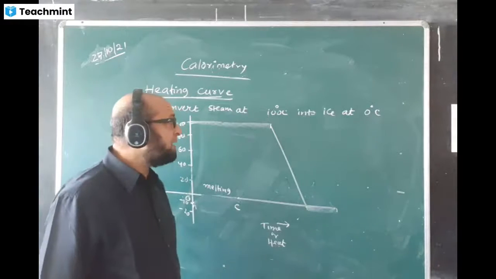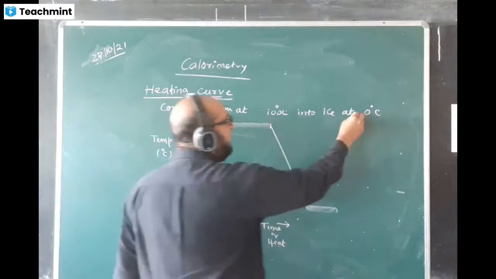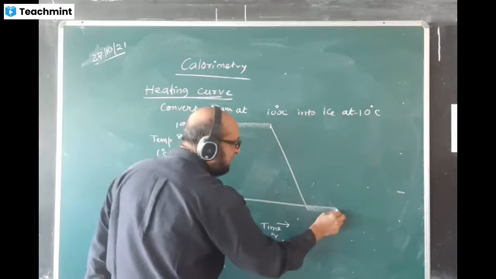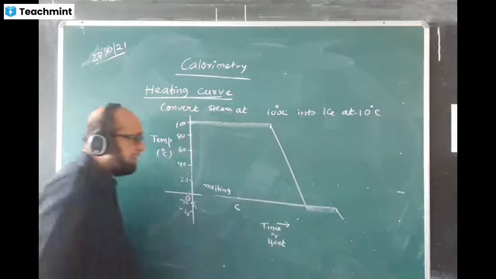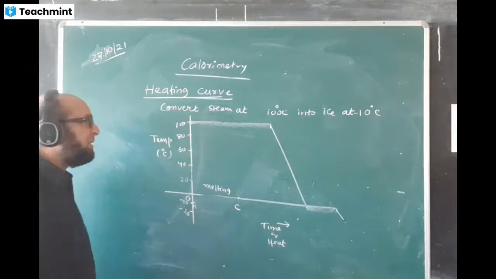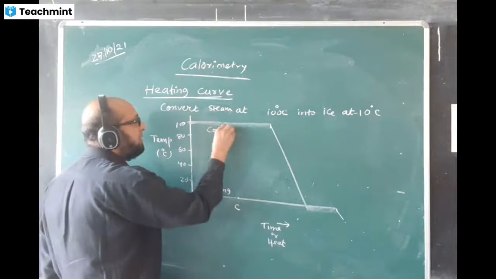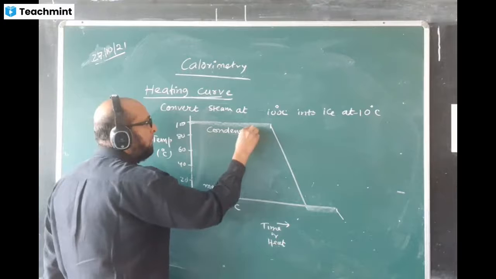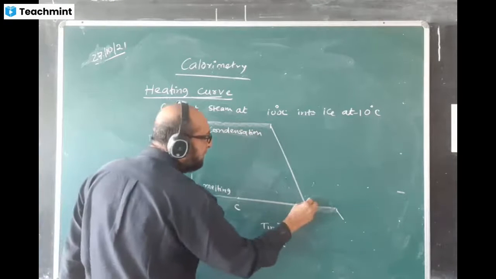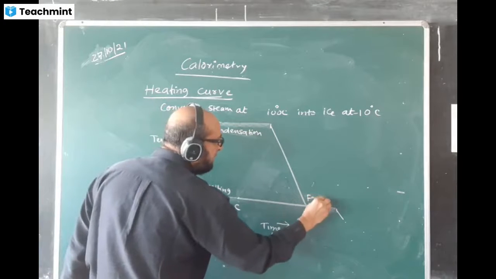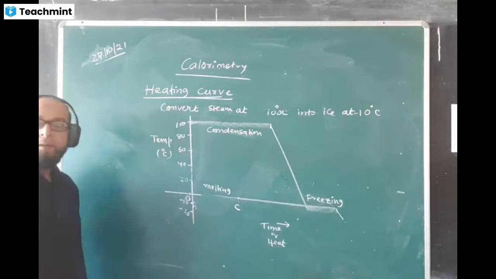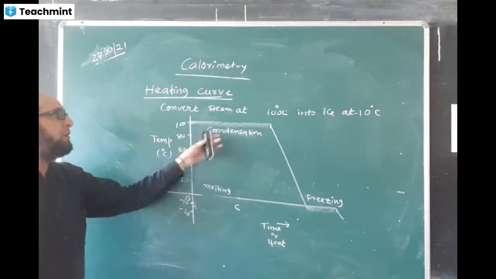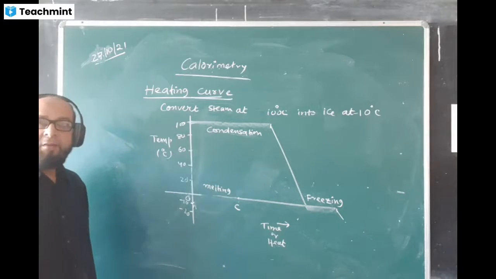But suppose you have to get ice of -10 degrees Celsius, then you go further below, till -10 here, like this. So this region will represent condensation, and this region will represent freezing taking place here. Water is freezing into ice. Again, this region is longer. Why? Because the latent heat value is high.